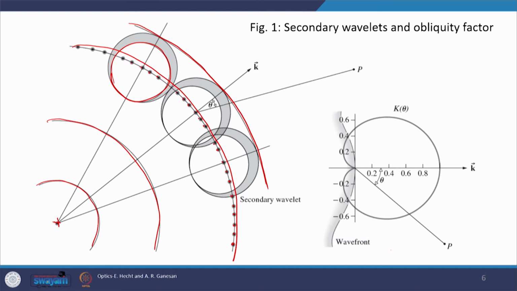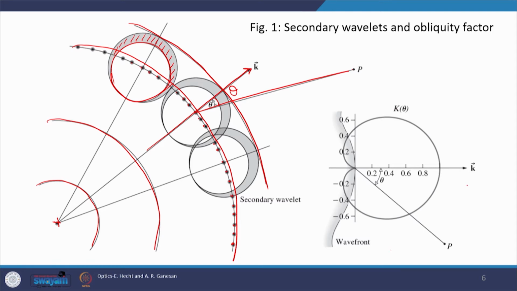Now, this is the direction of k, which is perpendicular to the wave front, and P is the point of observation, and the angle between this line and the k direction is the angle theta. Okay. And this shaded region shows the part of the energy which will go in different theta directions.